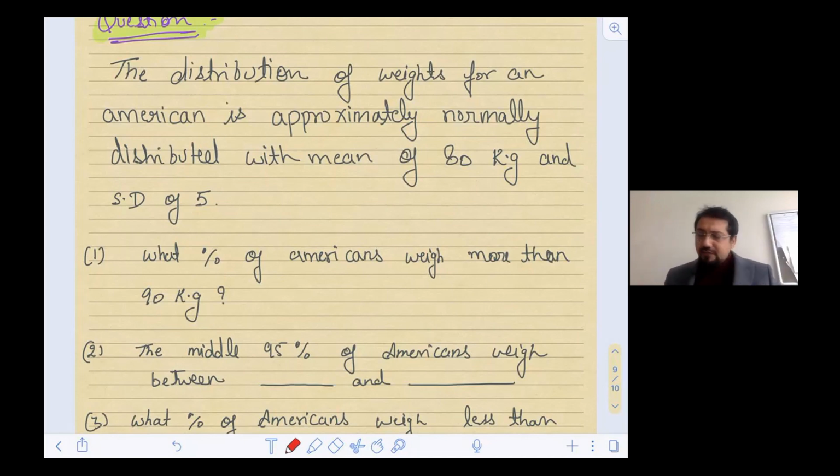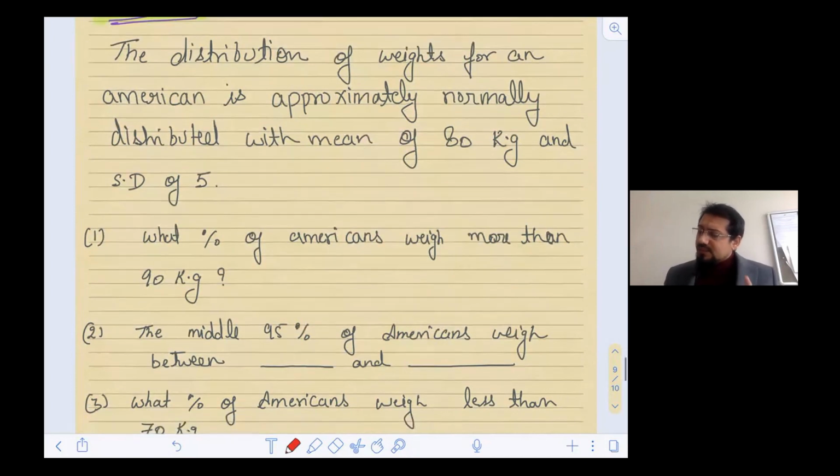Now, my first question is, what percentage of Americans weigh more than 90 kg? I just want to know randomly what would be the percentage of those who have 90 kilograms weight. Let's say I take a sample of 100 people, and then I want to know on average, those who have more than 90 kilograms, what is the percentage of them?